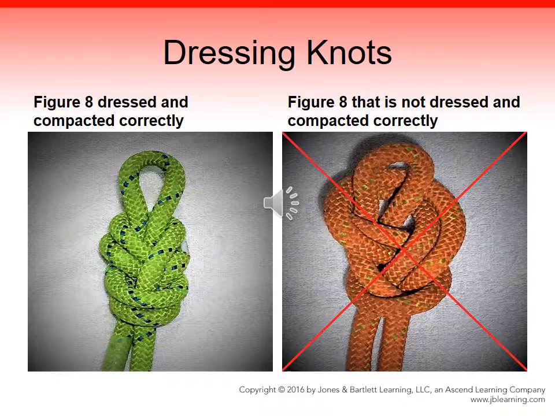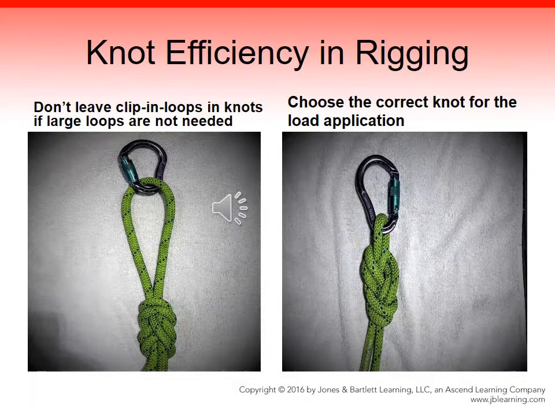After the knot has been tied, that is when you will dress and compact the knot. Dressed means that the strands align and are uncrossed, and compacted means that the ends are pulled down so that the knot is compacted.